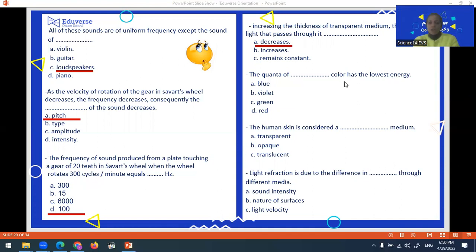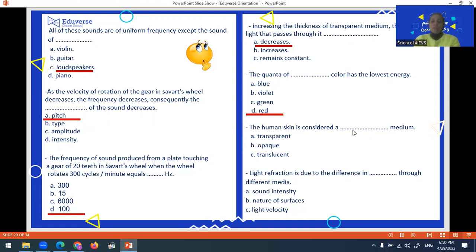The quanta of what color has the lowest energy? I said that the energy is directly proportional to the frequency. So I should find the lowest frequency, and it will have the lowest energy too. Lowest frequency, lowest energy. Which color has the lowest frequency? It will be the first one. Lowest deviation, lowest frequency, which is the red color.